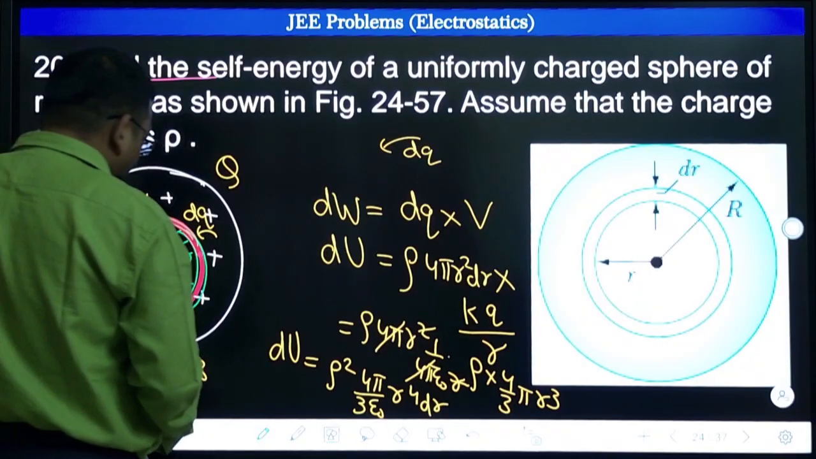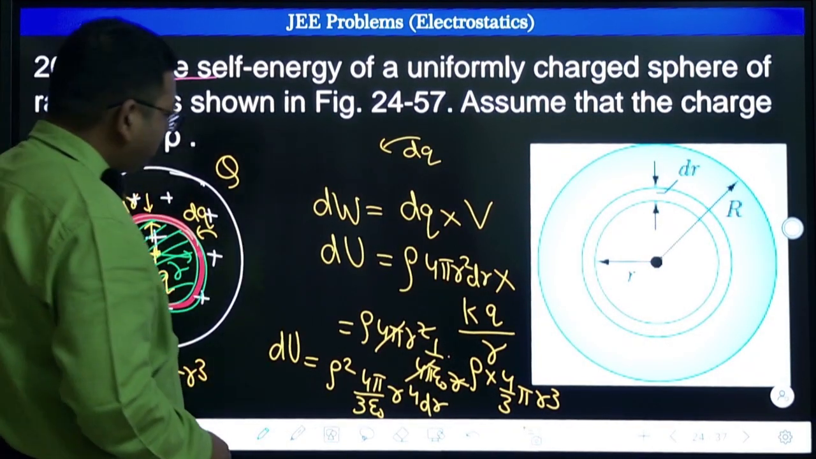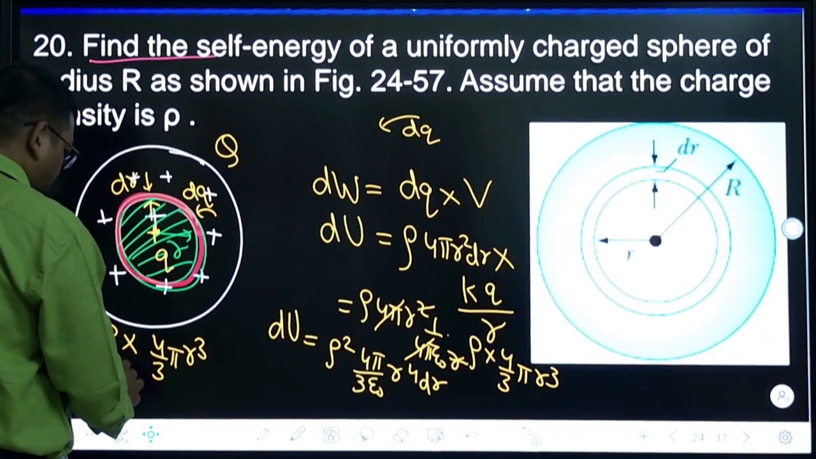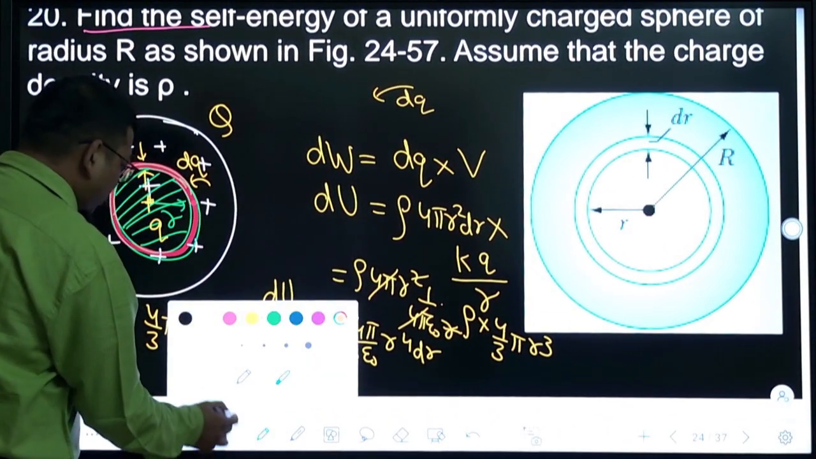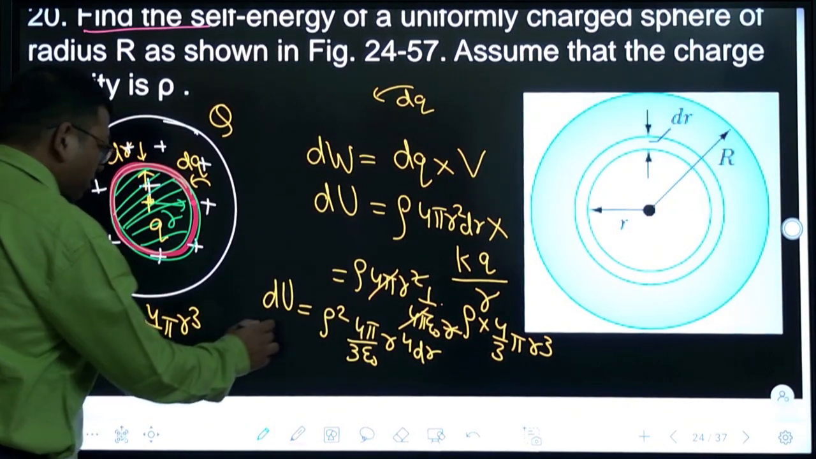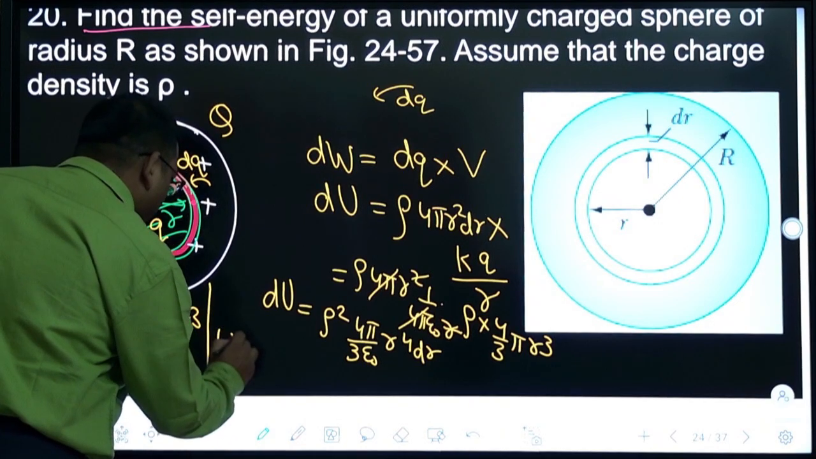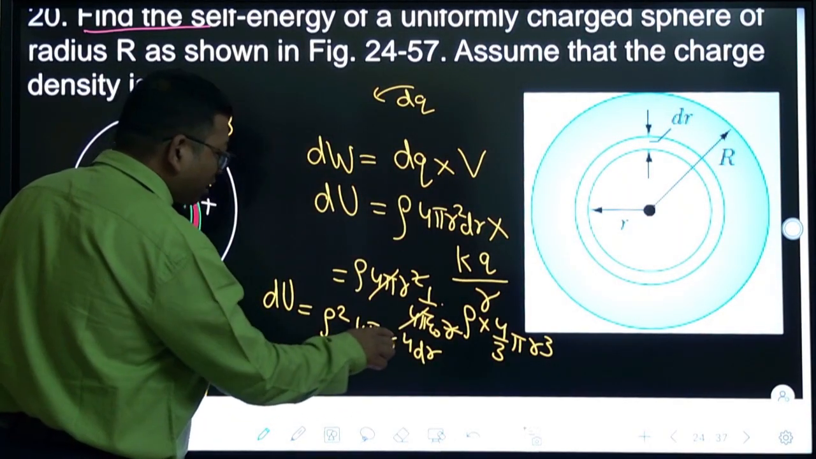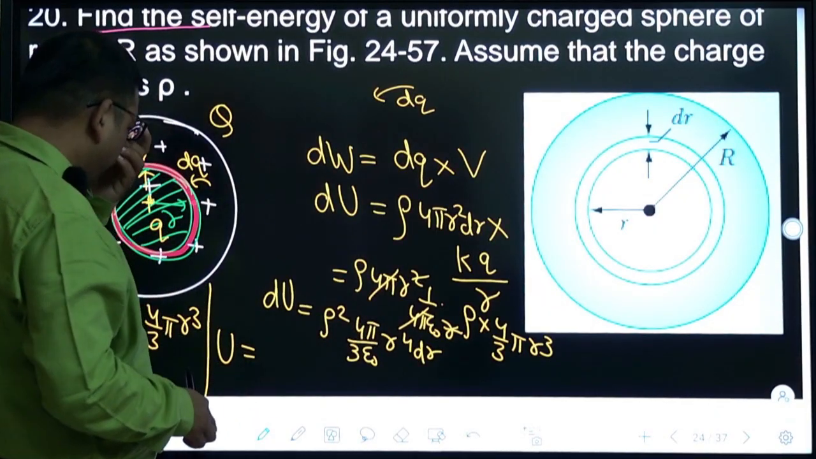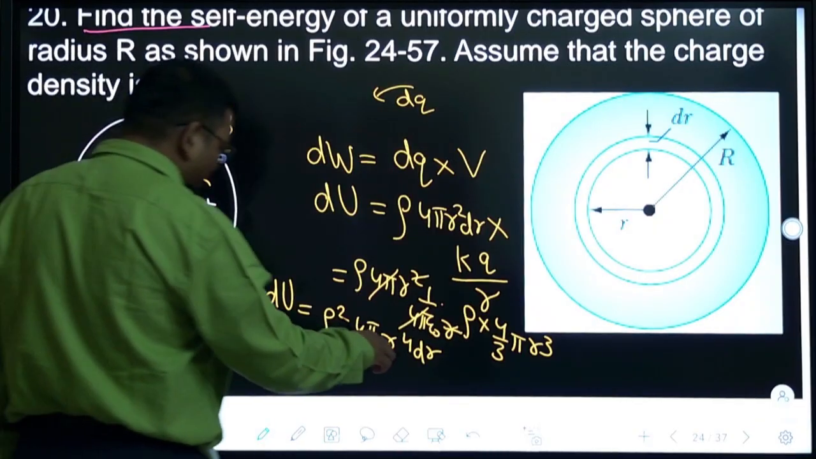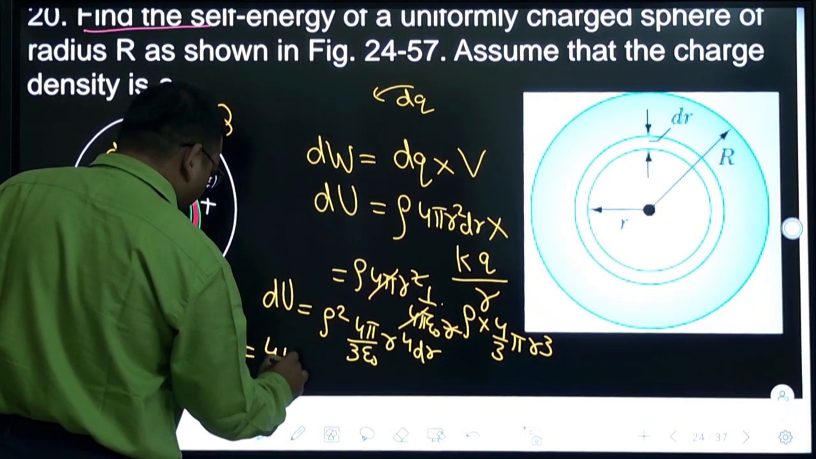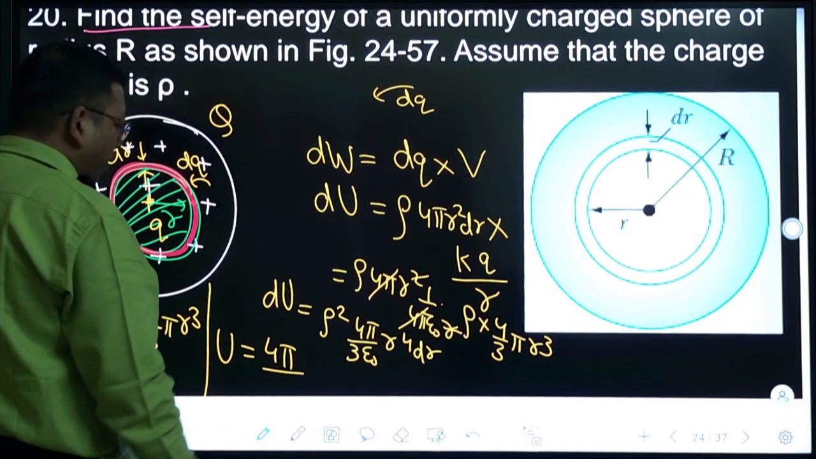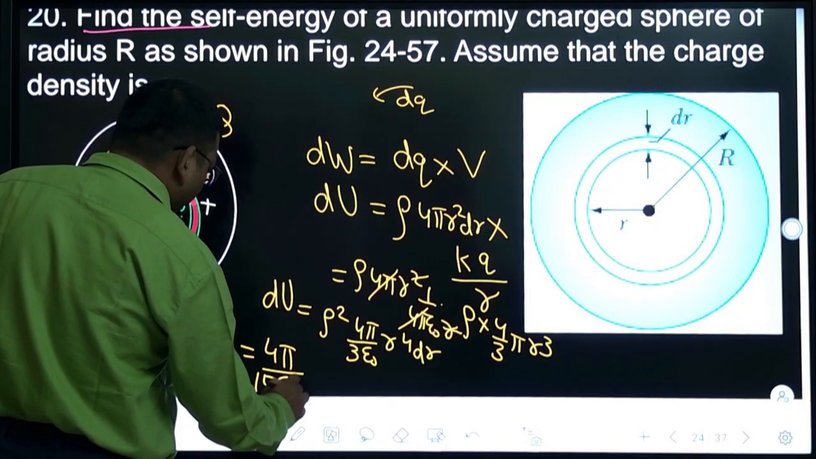Integrate and let us quickly tell the answer. Yes, what will be the answer? Do it fast. So what will be the potential here, U? So r power 4 integration will be what? R power 5 by 5, correct? R power 5 by 5 will come. So 4 pi by, here 5 will come. 5 into 3, 15 epsilon naught.